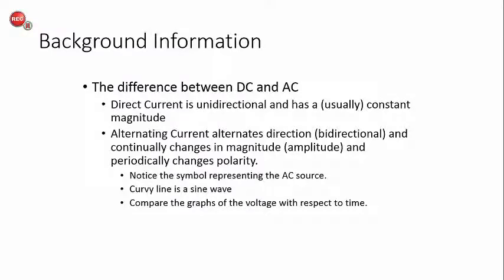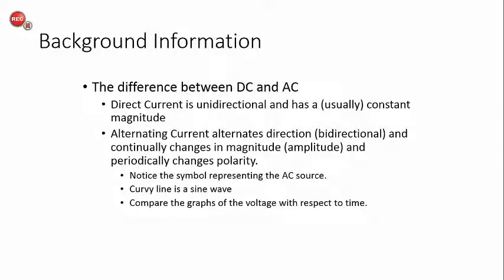DC stands for direct current, and it is unidirectional, and it usually has a constant magnitude. By this we mean that the electrons are flowing in the same direction through the circuit. That's what we mean by unidirectional. And they usually have a constant magnitude, like 1 amp.